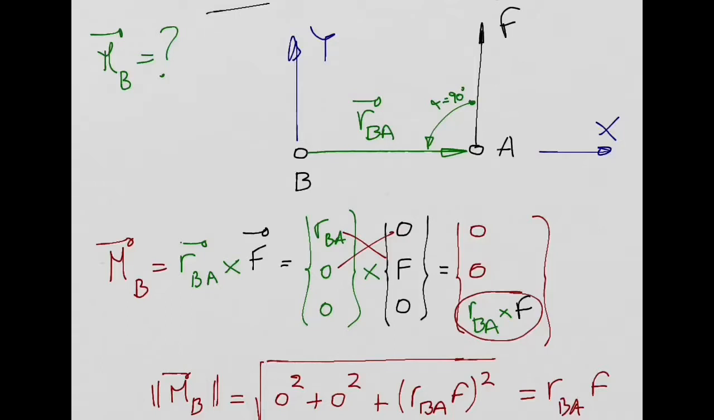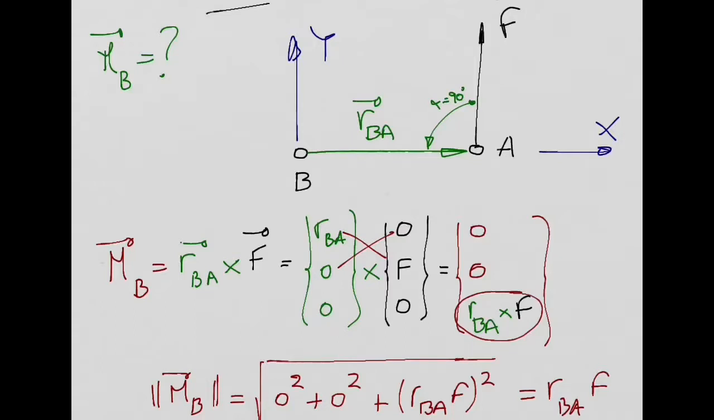So the position vector is this one in green, with a component in the x direction only. And the force vector is this one in black, with a component in the y direction only. Agree? So the result of this cross product is this vector that you have here in red. And you can see it only has a component in the z direction, right?